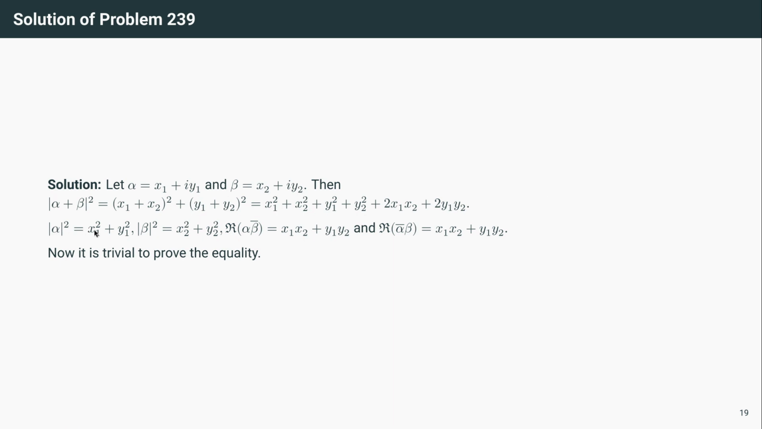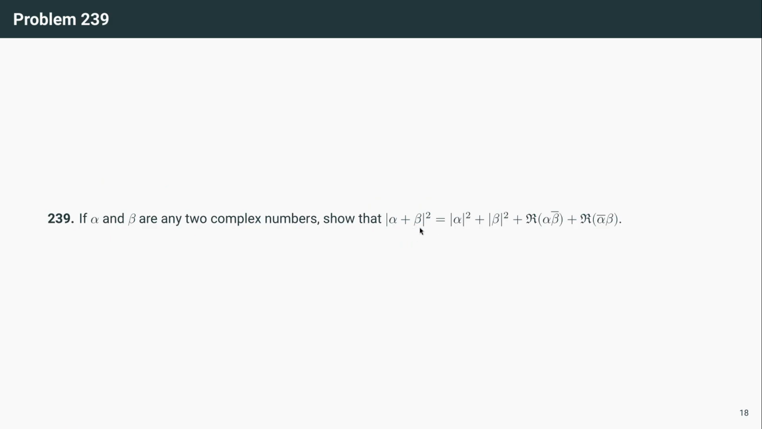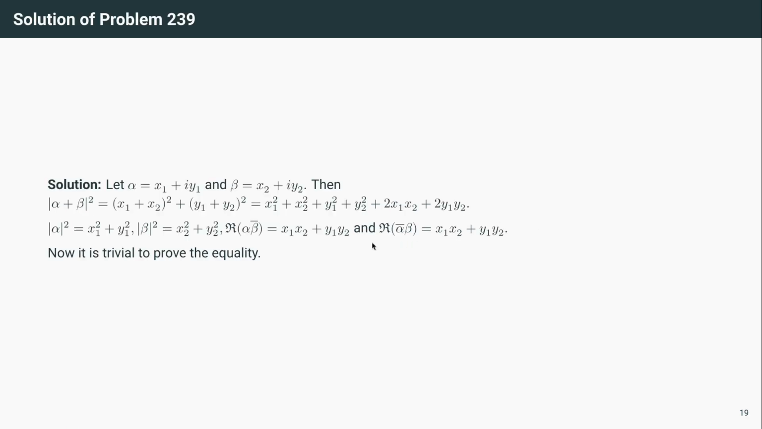Now clearly |alpha|² is x1² + y1², and |beta|² is x2² + y2². Now we compute the real part of alpha beta bar, which is x1x2 + y1y2. We compute the real part of alpha bar beta, which is x1x2 + y1y2. Now once we have that, we can substitute that in here, and you will see when added it will give you 2x1x2 and 2y1y2, and that will be equal to |alpha + beta|².